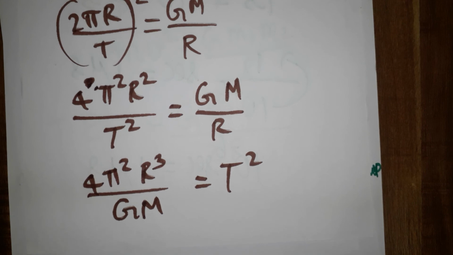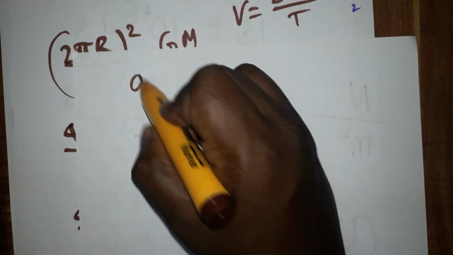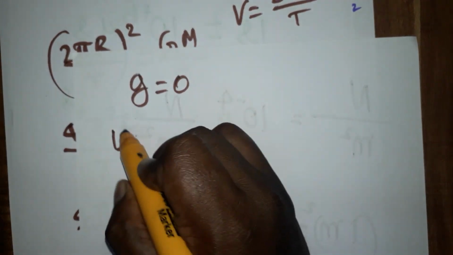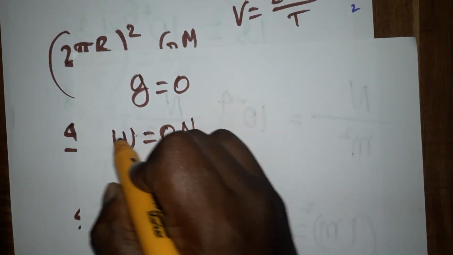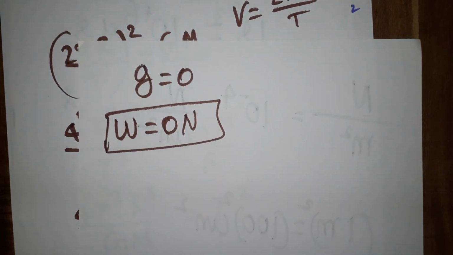Okay, the next one, weightlessness. When the acceleration due to gravity is zero, weight is equal to 0 Newton. It happens at the center of the earth. We can call this weightlessness. The time period of a geostationary satellite is 24 hours. This is a very important point you require in the gravitation chapter.